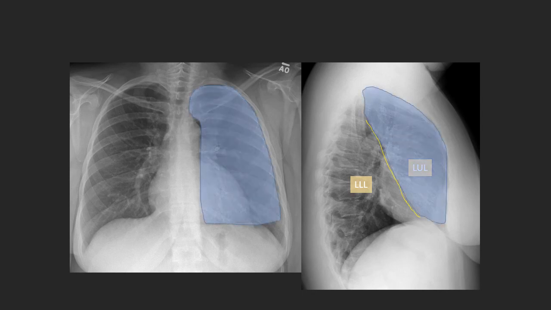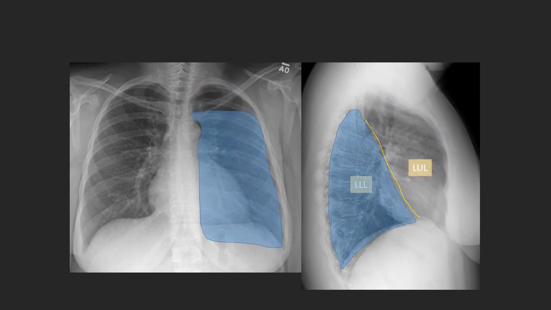So let's take a look at our left upper lobe. So our left upper lobe is going to go from the lung apex to almost contacting the diaphragm on the frontal view. And despite it looking like it actually contacts the diaphragm, you can see in the lateral view how it only touches a small portion of it. This is important to remember because if we do see an opacity down there that's obscuring the diaphragm, it cannot be within the left upper lobe.